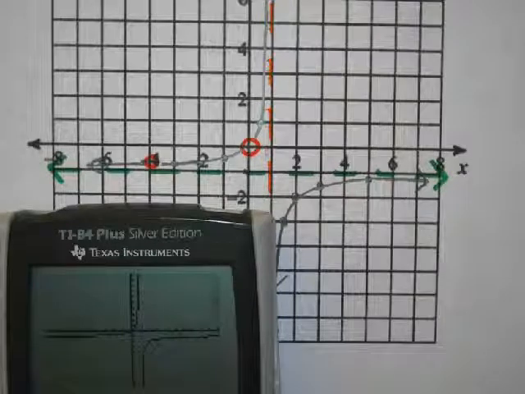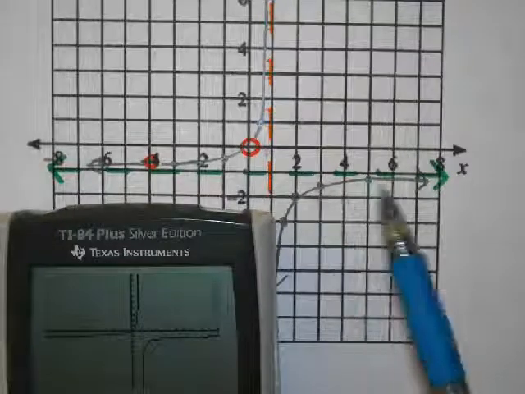So I'm going to check to see if there's a max or a min. Anyone have any predictions if there's a max or a min?